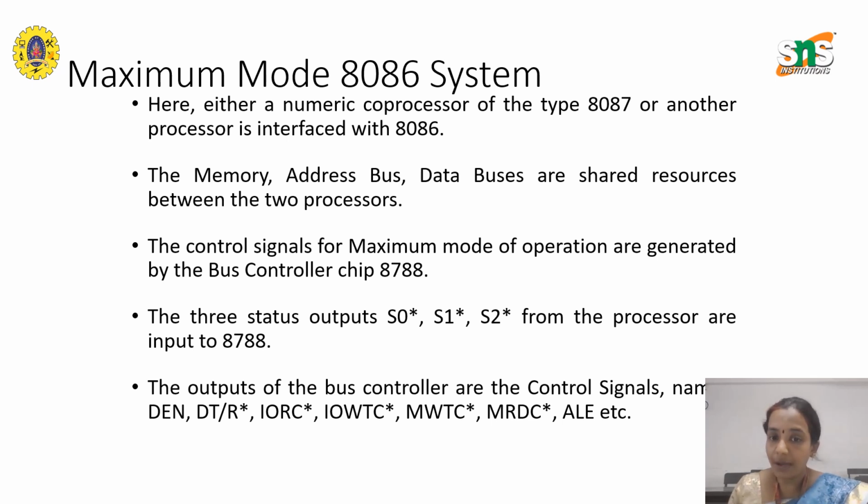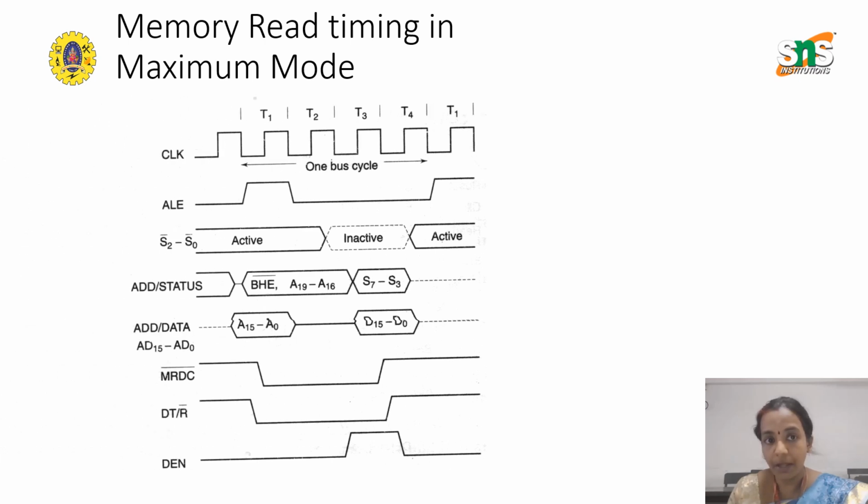The control signals for maximum mode of operation are generated by the bus controller chip 8288. The three status outputs, S0, S1, and S2, from the processor are given as the input to 8288. The outputs of the bus controller are the control signals, namely data enable, data transfer, data receive, IORC, and these are the control signals which will be providing information to the microprocessor.